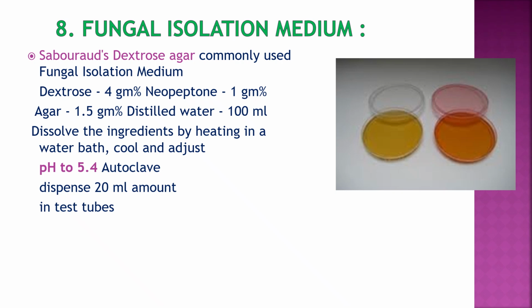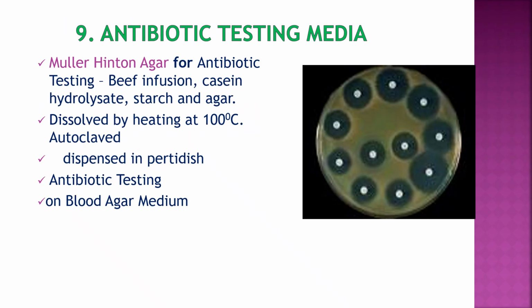Some media are there for the growth of fungi like Candida, Aspergillus, Penicillium, Rhizopus, Cryptococcus. The ideal culture medium for fungal isolation is Sabouraud's dextrose agar: dextrose 4 gram, neopeptone 1 gram, agar 1.5 gram percent, and distilled water. Here the pH is 5.4, and because of this acidic medium, other commensals do not grow.